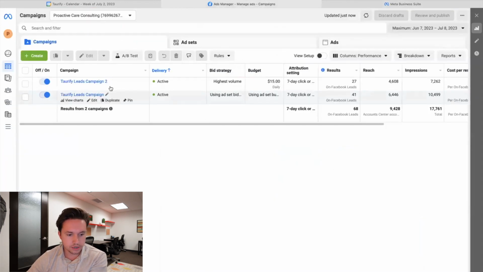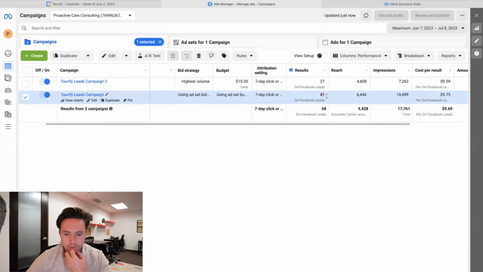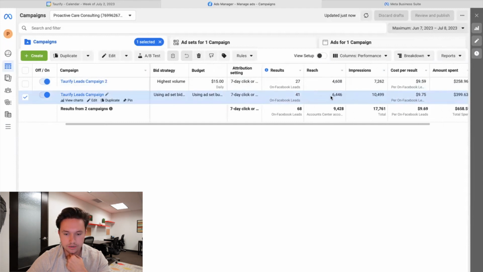We separated these into two individual campaigns. I'm gonna go over campaign one. This specific campaign, all in the past 31, 32 days, we've got 41 leads so far. About 6,500 people have seen the ads, and the ads have been shown about 10,500 times.